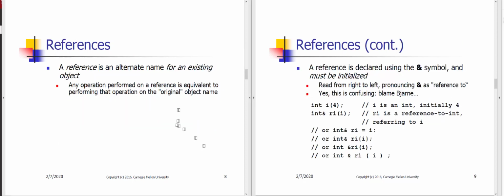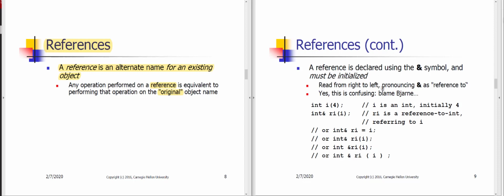All right, next we're going to take a look at references. The key thing to understand about references in C++ is that a reference is an alternate name for some existing object. You cannot have a reference to nothing in C++. Any operation you do on a reference, such as assigning some value to the reference, is going to end up performing that operation on the underlying original object to which the reference refers.